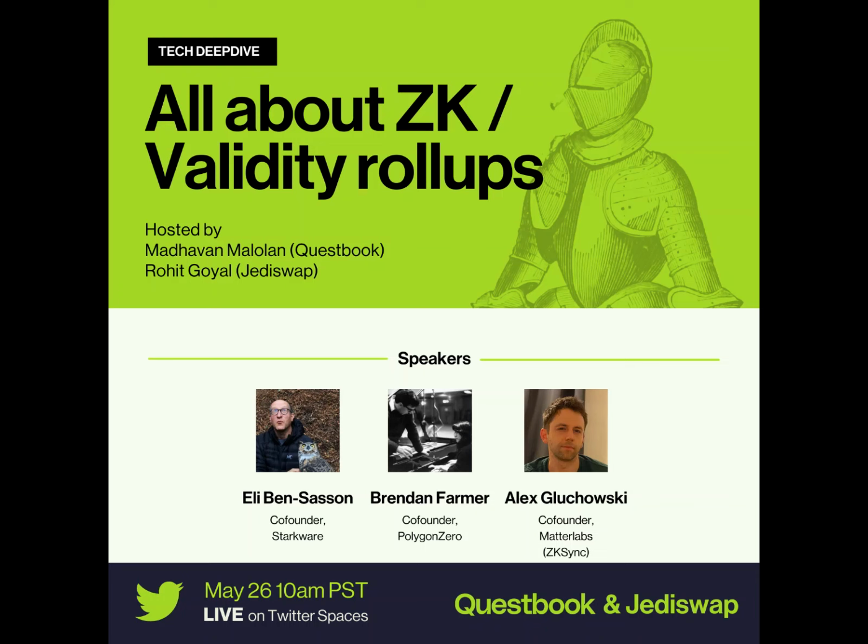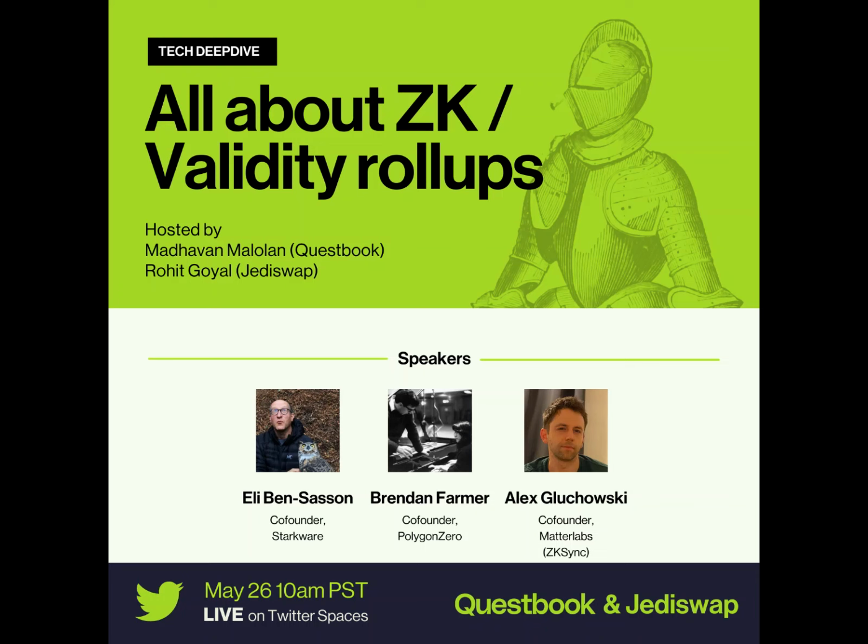Yeah, sure. So to your first question, they would technically be validity rollups because we don't use blinding in our proofs. So they don't, as Eli said, satisfy the ZK property.